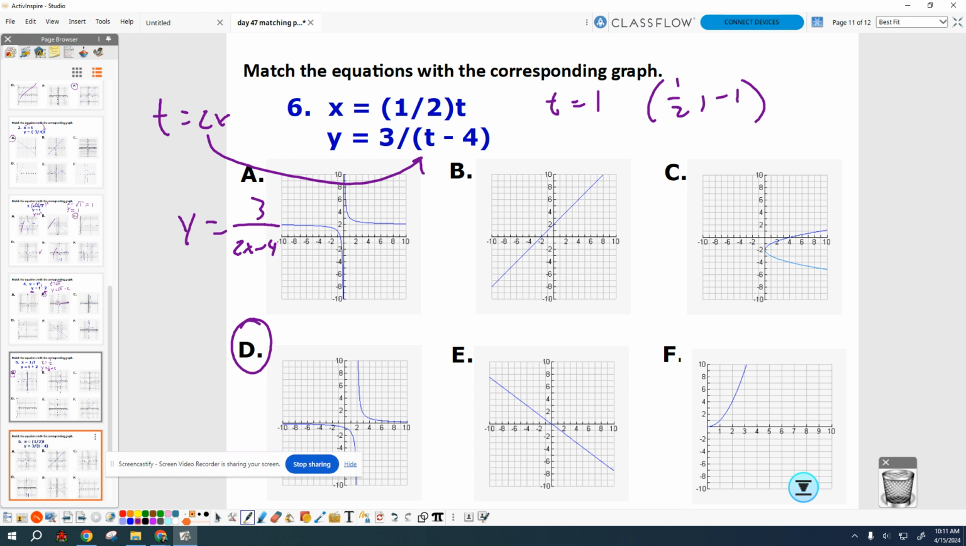But hypothetically, if you plugged in 4, right? So 1/2 times 4, that's 2. So t equals 4, the x coordinate is 2, I agree. So then the y coordinate would be 0. No, 3 divided by 0, what's 3 divided by 0? Oh, that's not true. That's where I was wrong. I thought it was going to be that. So there's going to be a vertical asymptote at x equals 4.